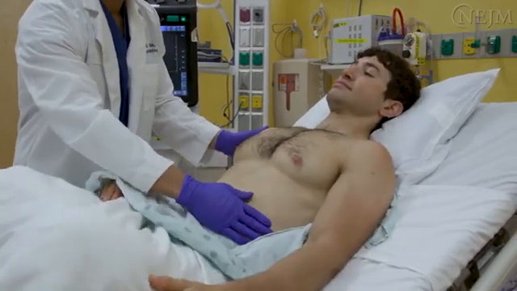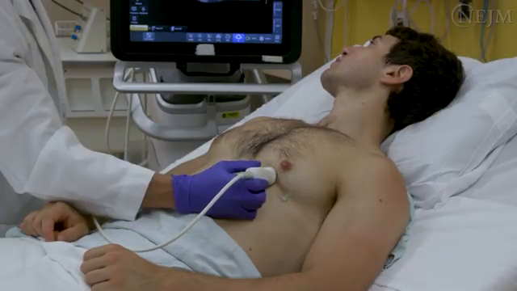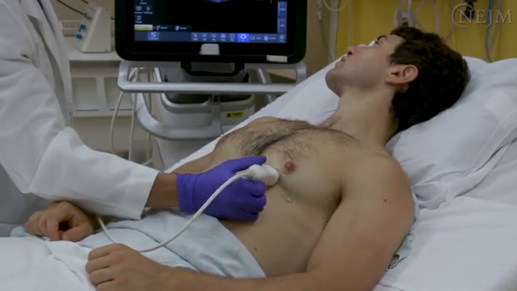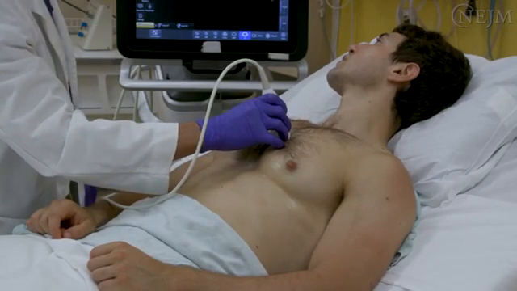Although imaging is optimally performed with the patient in the left lateral decubitus position, in many ill patients the only option is the supine imaging position. The remainder of the video will demonstrate the patient in the supine position.